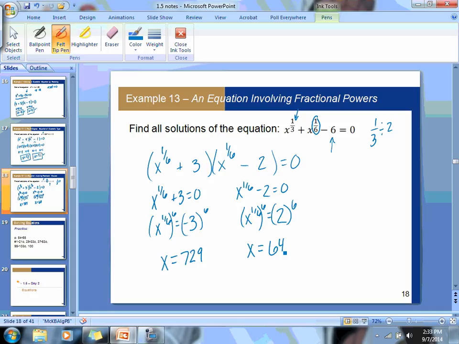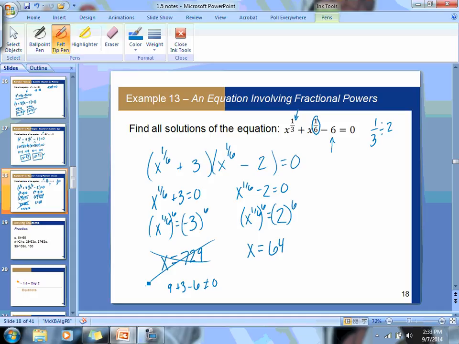Now when you actually take these values and substitute them in and check them, only one of them works. If I take 729 and substitute it into my original equation, 729 to the 1/3 power is 9. 729 to the 1/6 power is 3. And then I'd have to subtract 6. That's not going to equal 0. So 729 is not an answer.